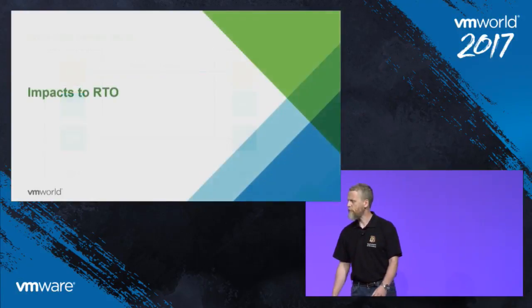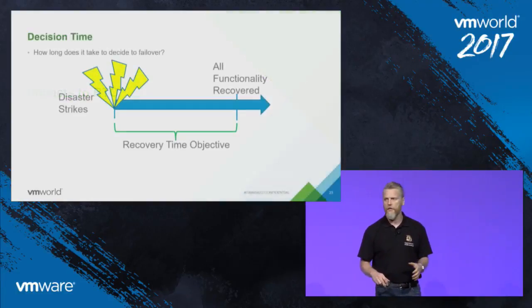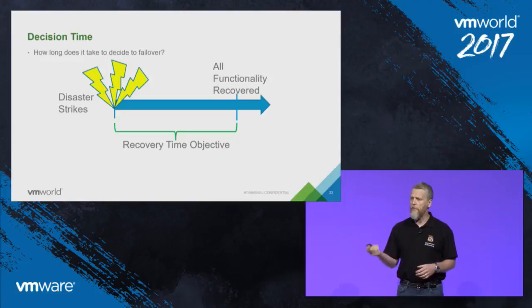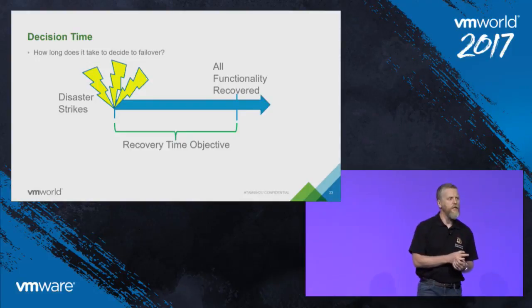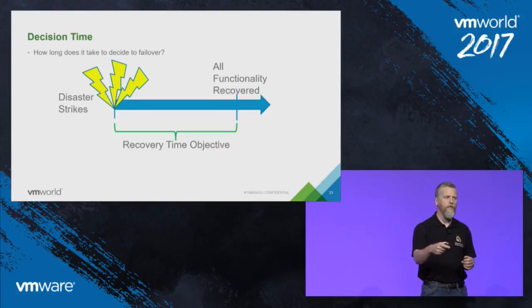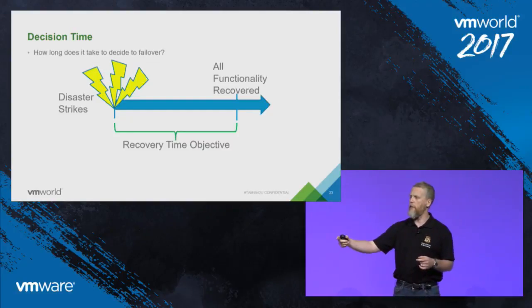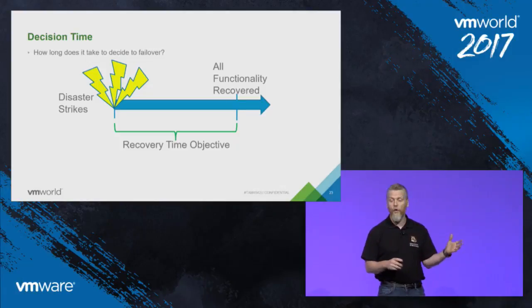Okay, so let's talk about things that impact your RTO. One of the big ones that a lot of people don't think about is decision time. If you think about RTO, how long is it going to take you to recover? And you time that from the minute that you hit the recovery button within SRM to when everything is back up and running. That's not an accurate picture of how long your RTO is, because more often than not, there's going to be some period of time where your systems may be down and you're determining, do we want to fail over?